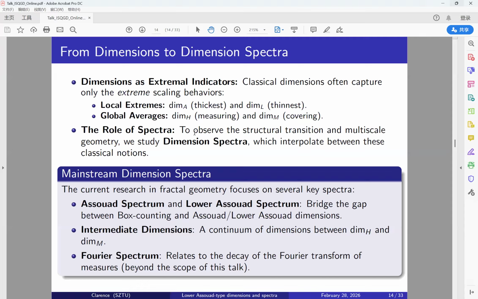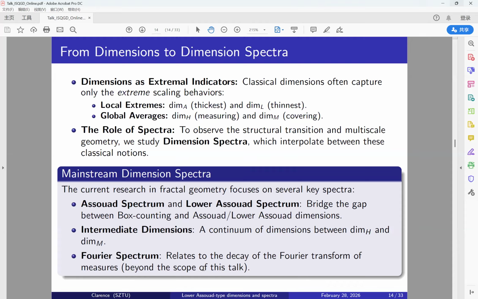The mainstream, or popular, dimension spectra include the following. One is the upper spectrum and the lower spectrum, which bridge the gap between the box dimension and the Assouad dimension or lower dimension. The next one is the intermediate dimensions. The intermediate dimension is a continuum of dimensions between Hausdorff dimension and box dimension. Another is the Fourier spectrum, which relates to the decay of the Fourier transform of measures.